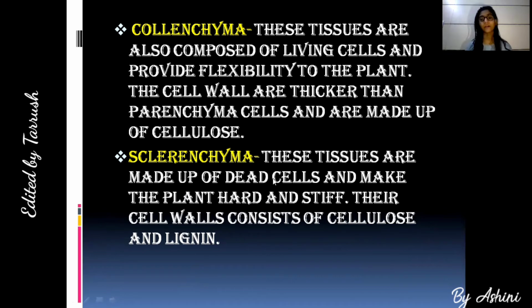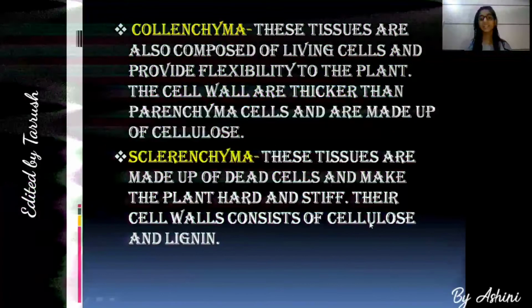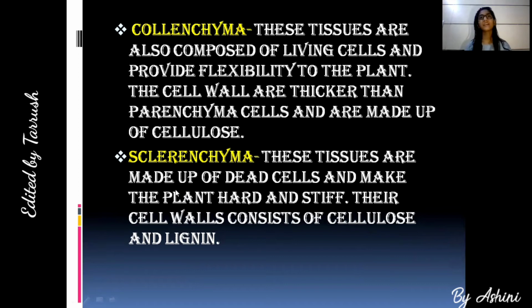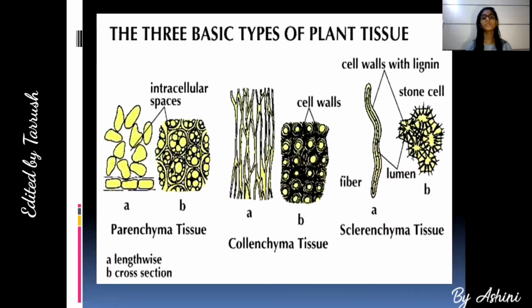Then we have sclerenchyma. These tissues are made up of dead cells and make the plant hard and stiff. These cells contain cellulose and lignin. A common example of sclerenchyma is the husk of coconut. You have to remember that parenchyma and collenchyma are made up of living cells and sclerenchyma is made up of dead cells. This is a small picture and diagram to revise parenchyma, collenchyma and sclerenchyma tissues. As I have told you before, a diagram helps us to memorize in a much better way.